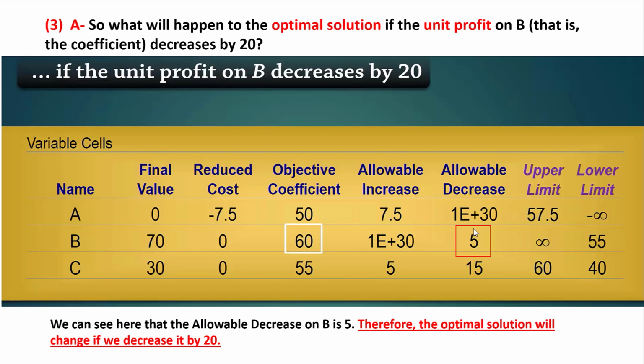So if we decrease B up to 5, it's okay. The optimal solution 70 doesn't change. But if we decrease B by more than 5, the optimal solution will change. This is the third requirement A.